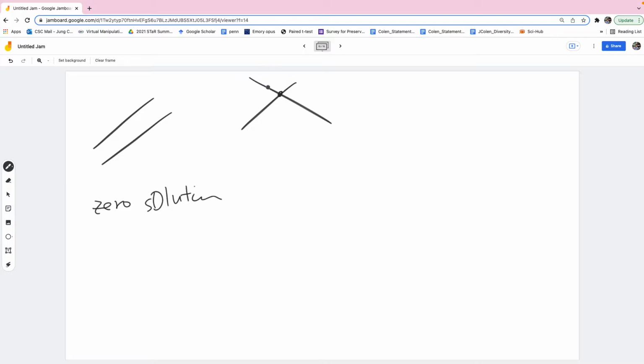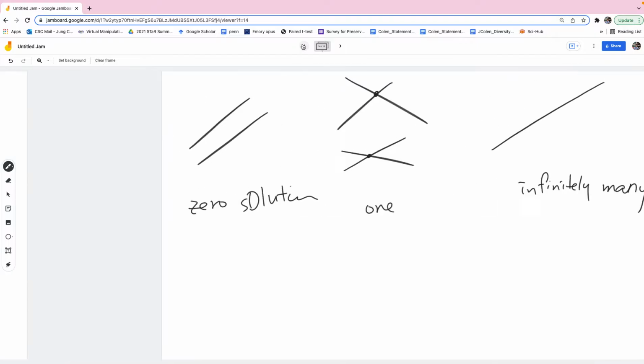It doesn't have to be they are perpendicular. Sometimes they are not perpendicular, but they meet at one point, right? So in that case, there is one solution. Sometimes there are infinitely many solutions. When two graphs are exactly the same, two equations are exactly the same, there are infinitely many solutions, right? So there are three different cases.